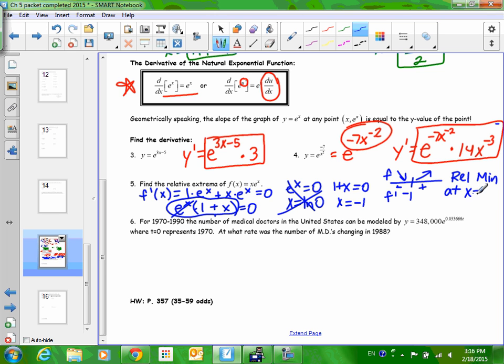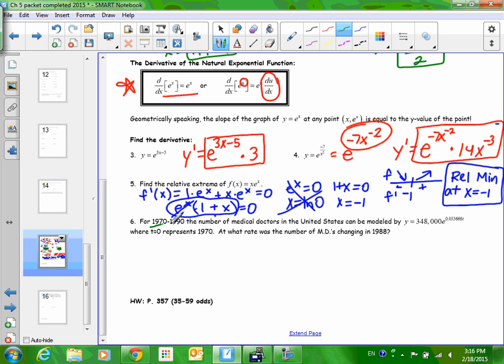at x equals -1. We're just going to keep reviewing this stuff, by the way. This whole relative extrema, tangent lines, all that, we're just going to keep doing it, keep doing it, keep doing it. Okay, number 6, last problem. You ready? It's probably the easiest one on here, I think. I guess you can use your calculator.